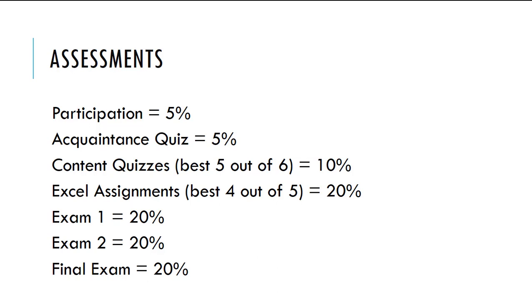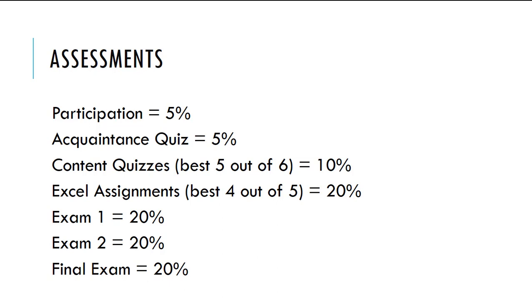So assessments, how will you be graded? Participation is 5%. That means you need to show up and actually participate in those 6 Wednesdays. There's an acquaintance quiz due very, very early in the course. It's worth 5% of your total grade. I'm doing that to make sure that you're on the ball and you understand what is expected of you. We have 6 content quizzes, one for each of the primary units. That's worth 10%. I'll take the best 5 out of 6. I'll drop the lowest. You can do each quiz twice with the highest grade counting.